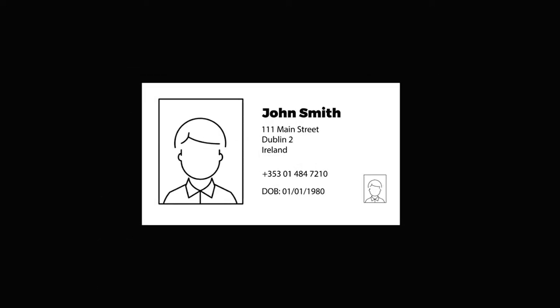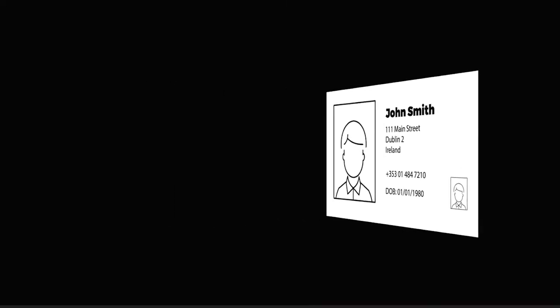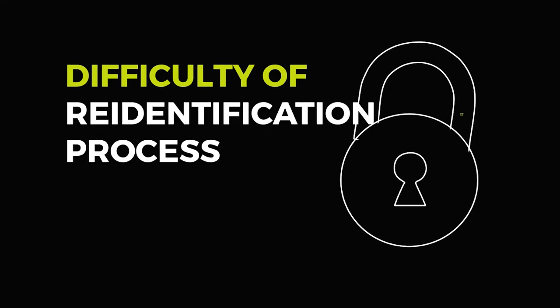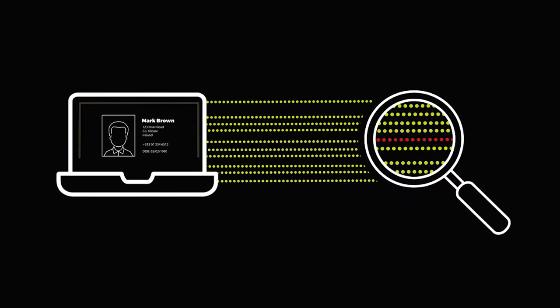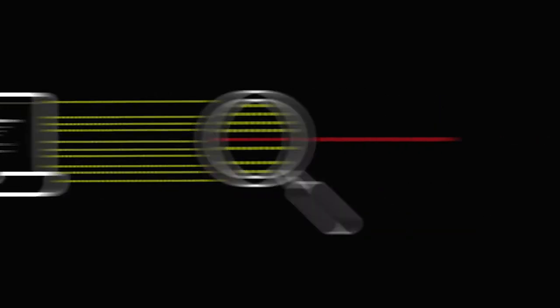Whilst pseudonymized data is still deemed personal data, due to the fact that it can potentially be reversed in certain cases, the level of difficulty with regards to the re-identification process is taken into account in the case of a breach. Pseudonymization needs to run off complex algorithms that make re-identification as difficult as possible.